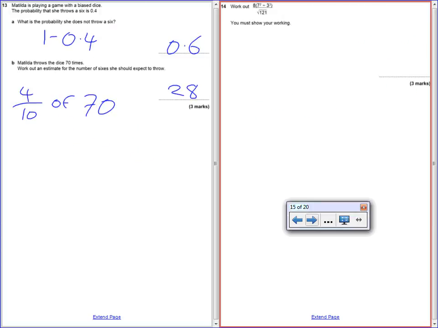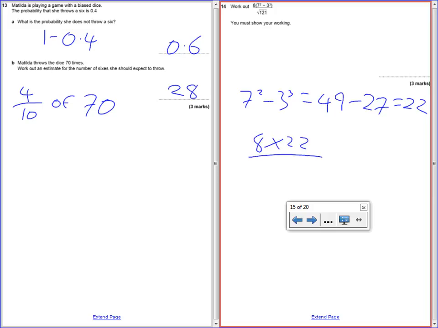14, a BIDMAS question, which also involves some roots and powers. I'll deal with what's inside the bracket first. So that's 7 squared minus 3 cubed. That's 49, 7 times 7, minus 3 times 3 times 3, which is 27. So that's 22. So that means the sum is 8 times 22 divided by the square root of 121.